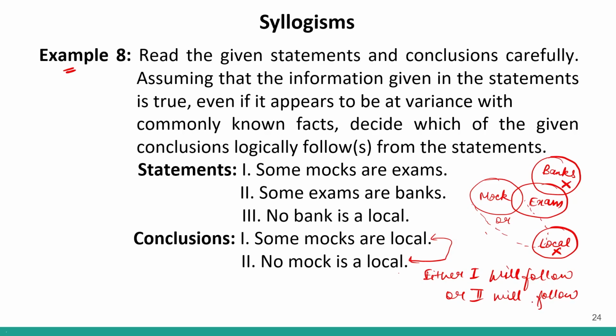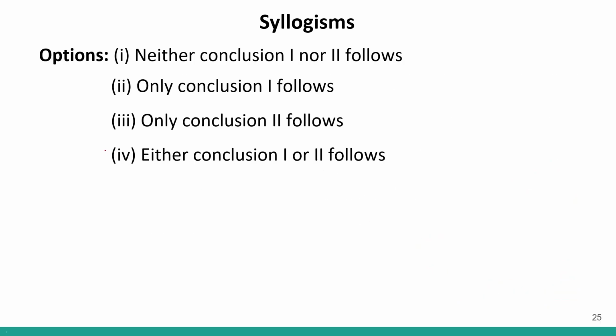This is an either or condition because some mocks are locals or no mock is a local. So either of the two will follow. So my answer will be that either one follows or two follows. So if I look at the options, option number 4 says that either conclusion 1 follows or 2 follows. This will be my answer.